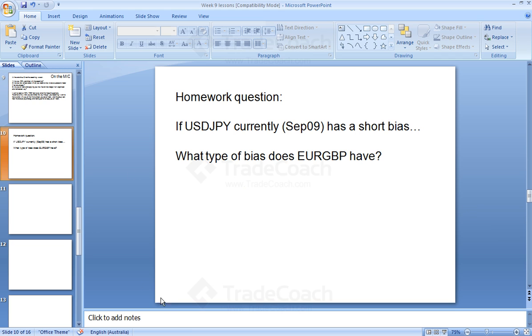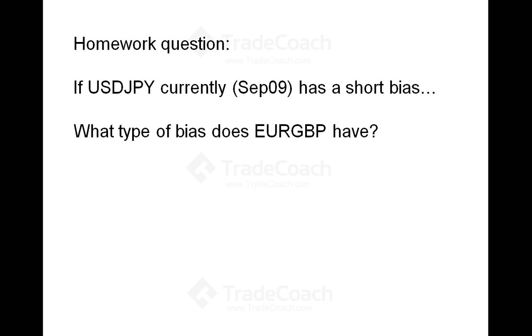I'm going to leave you with a quick question before I hand over to Brendan. If USD Japan is currently a short bias, and I've got September 09 so that if you take a screenshot you know what I was talking about at the time, what type of bias does Euro GBP have? Can anyone tell me? That's your homework question. If you link it back to the system I was talking about earlier, and the approach I was taking, you'll connect the two and go, interesting. So, food for thought.